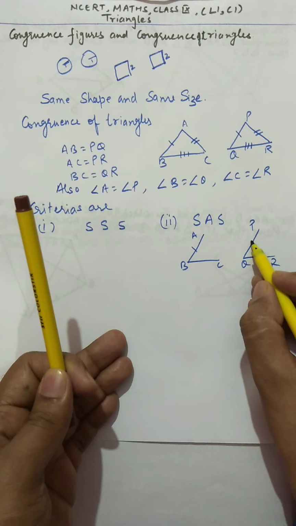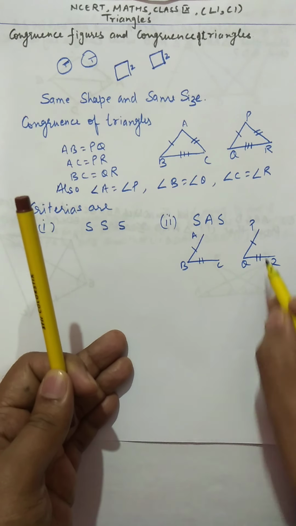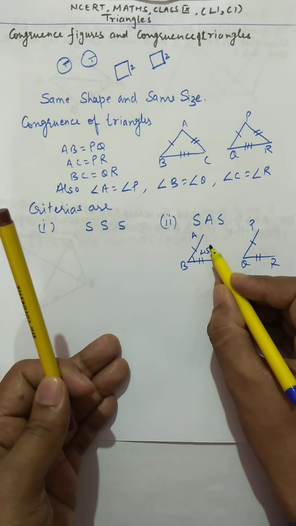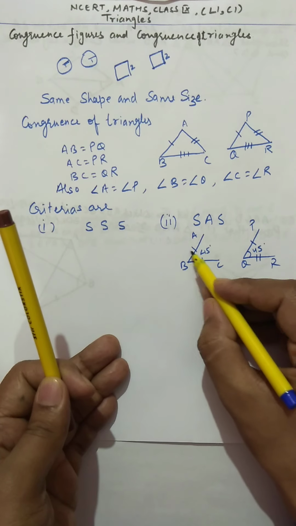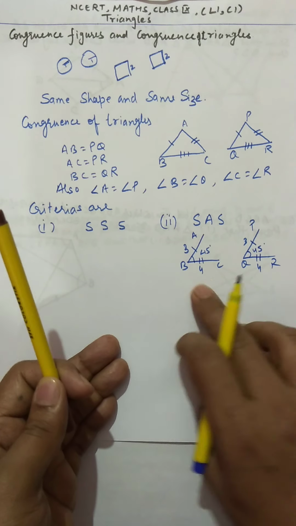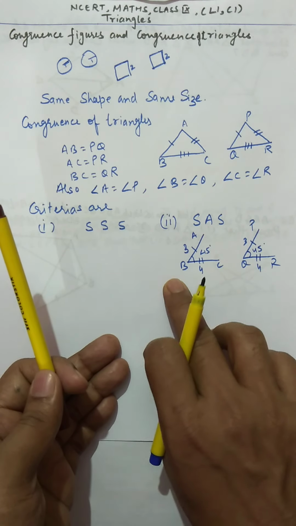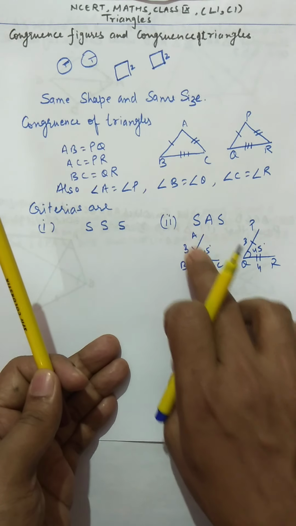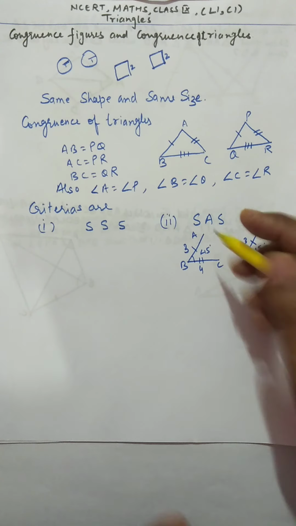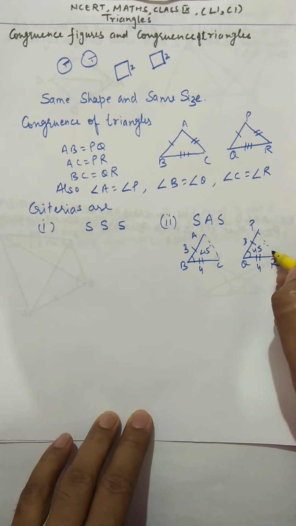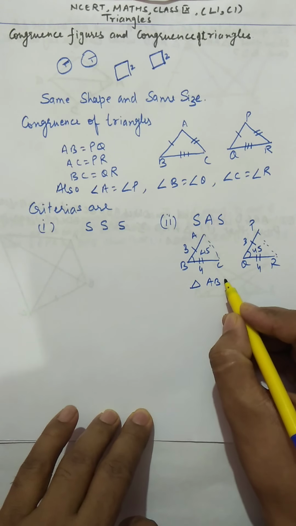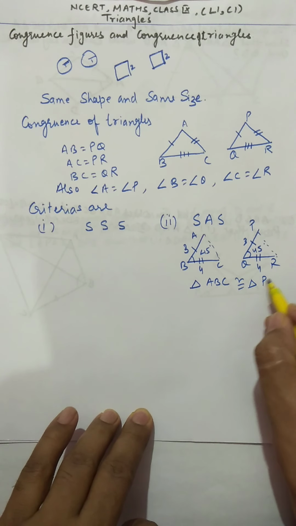If AB equals PQ and BC equals QR, and this angle is, for example, 45 degrees here and also 45 degrees here, and this measurement is 3 units, this is also 4 units, this is 3, this is 4 units. So you can say 3 equals 3, 4 equals 4, and the angle in between these two equal corresponding sides is the same. Then you can say these two triangles are congruent. So we can say that triangle ABC is congruent to triangle PQR.